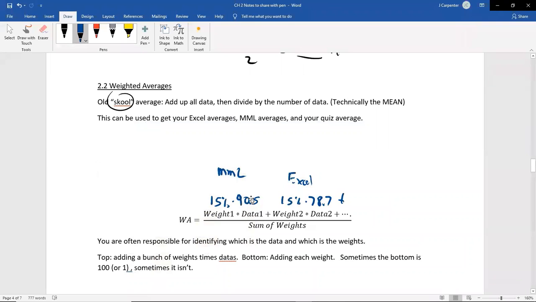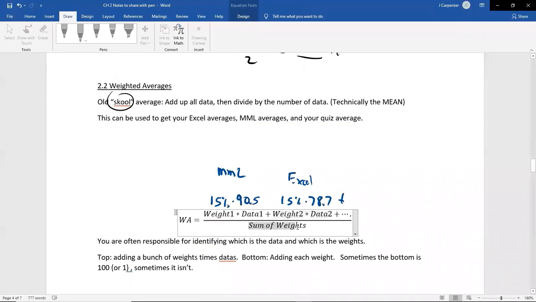Or if it's not talking about averages of a grade, it might just be a cost of something, as we'll get into with our examples. So the top is the weight times the grade, or weight times the data, plus weight times data, plus weight times data. So you're multiplying a weight and a data, and then adding the next weight times data, and then adding the next weight times data. This is known as a sum product because you're adding up a bunch of products.